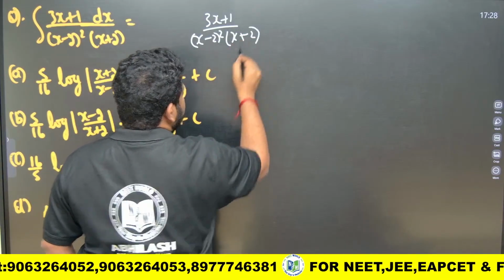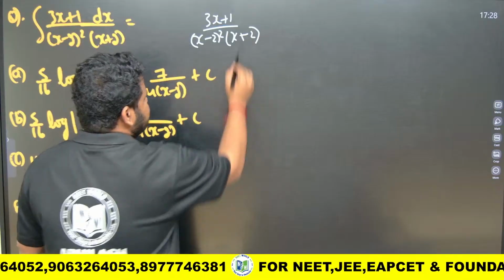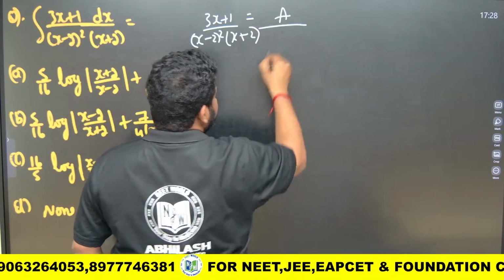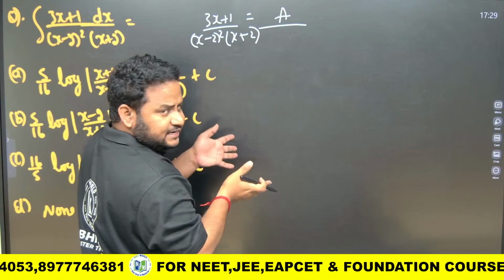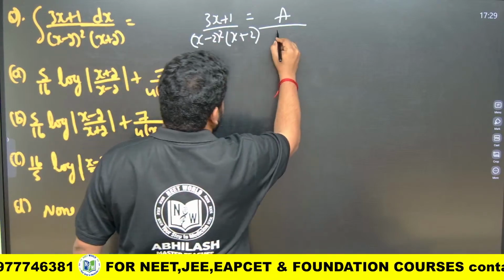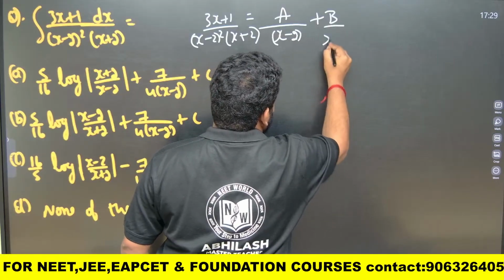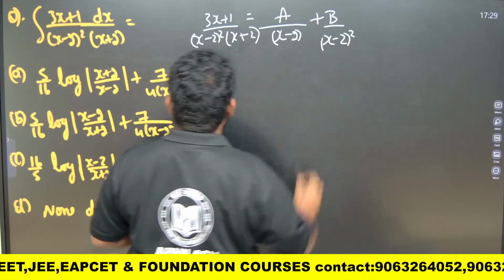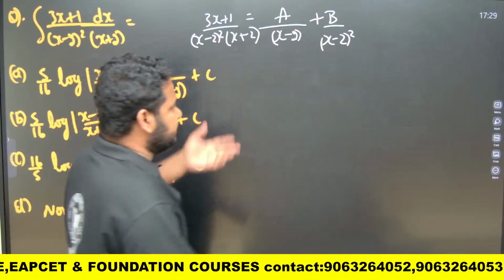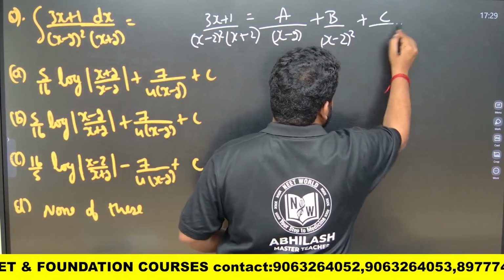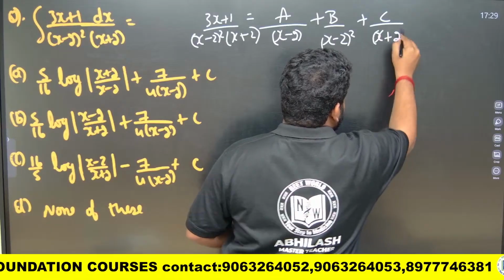This is a simple question, so I will explain it elaborately so that you understand. So this can be written as, you would have done it for boards, and for those who have not learned integration yet, you can understand it like this: a by x minus 2, plus b by (x minus 2) whole square. Got it? This is done. Now what about x plus 2? I should write it as plus c by x plus 2. This is what we get.